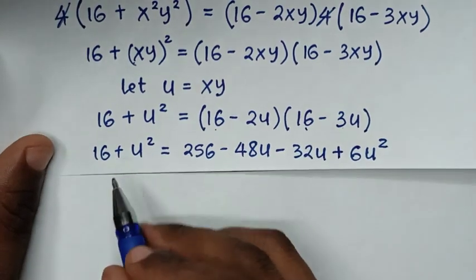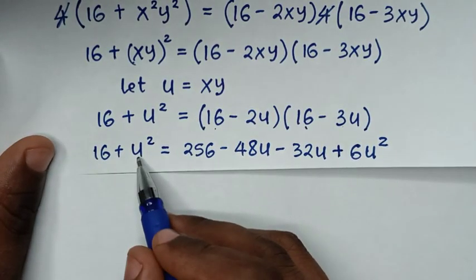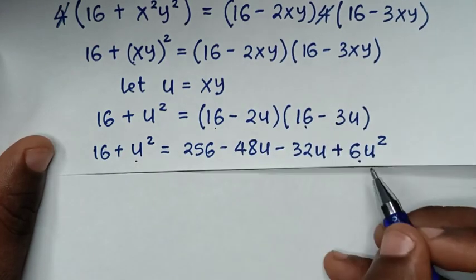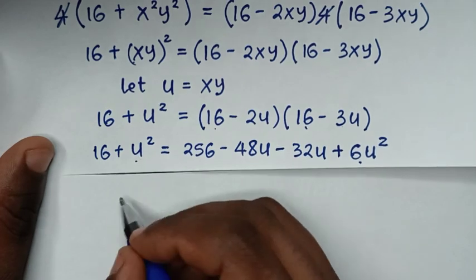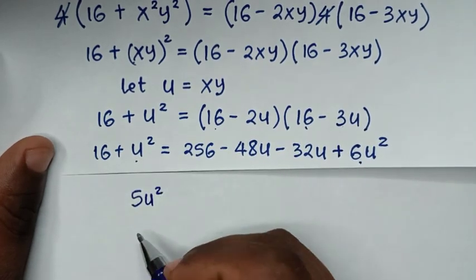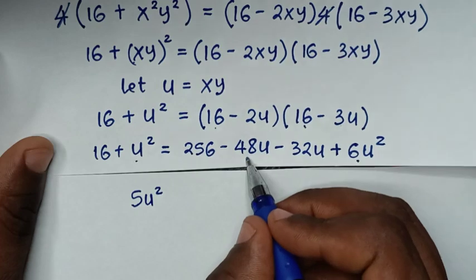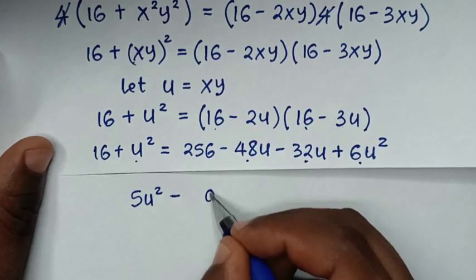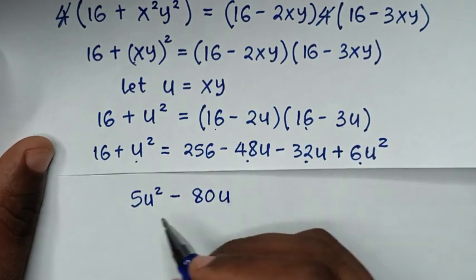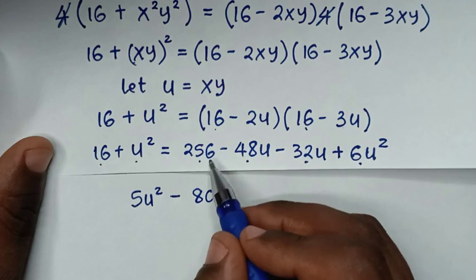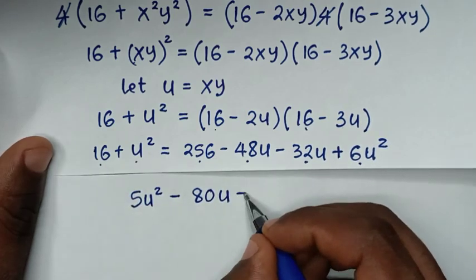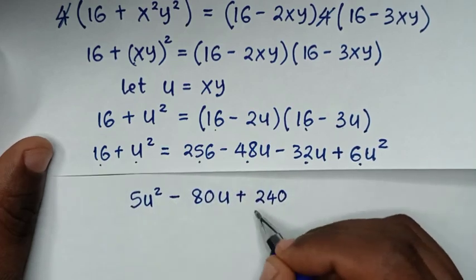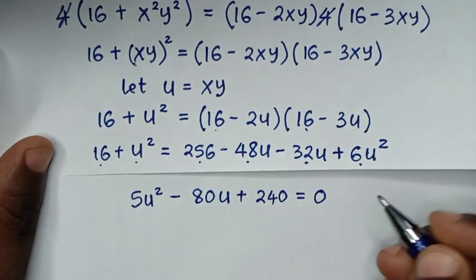from here we'll take this 16 plus u square into the right side. So when we take this u square to this side here, it will be 6u square minus u square, it is 5u square. Then from here negative 48u, negative 32u, it will be negative 80u. Then this 16 we take to this side, it will be 256 minus 16, it will be positive 240, is equal to 0.